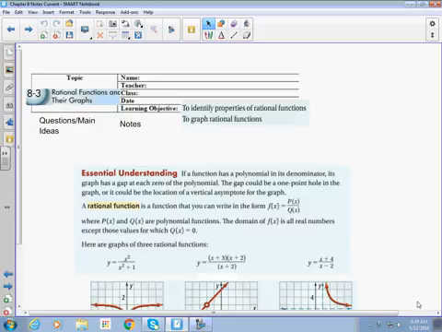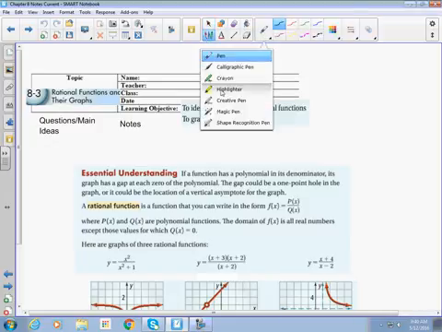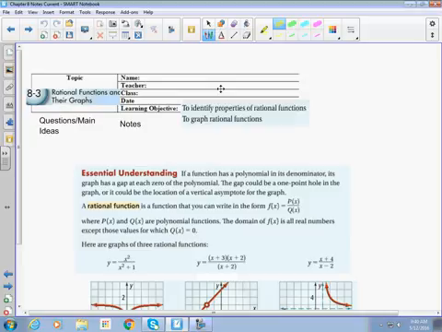So the essential understanding is, if a function has a polynomial in its denominator, its graph has a gap at each zero of the polynomial. The gap could be a 1-point hole in the graph, or it could be the location of the vertical asymptote. So let's go ahead and highlight those pieces here. We're going to highlight gap, we're going to highlight 1-point hole, and we're going to highlight vertical asymptote.